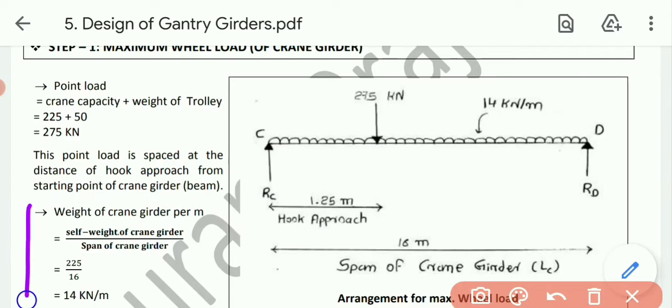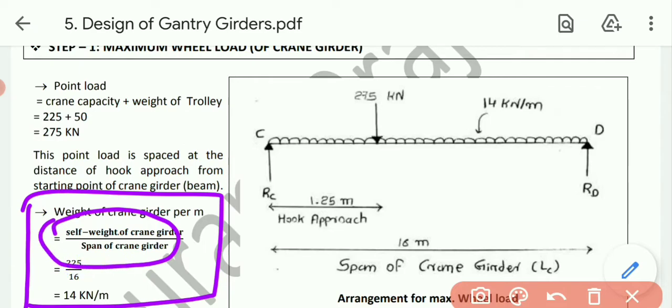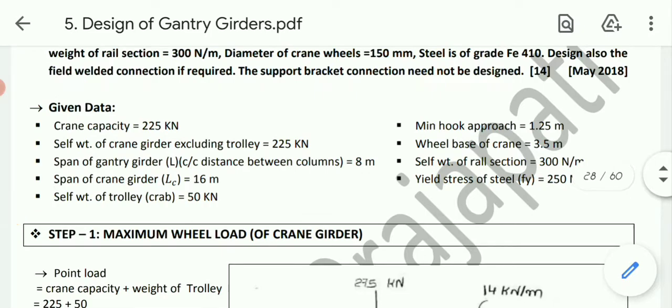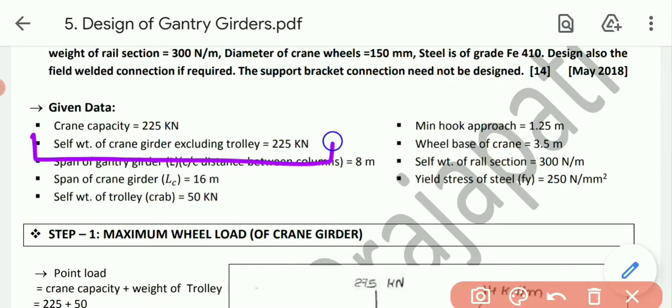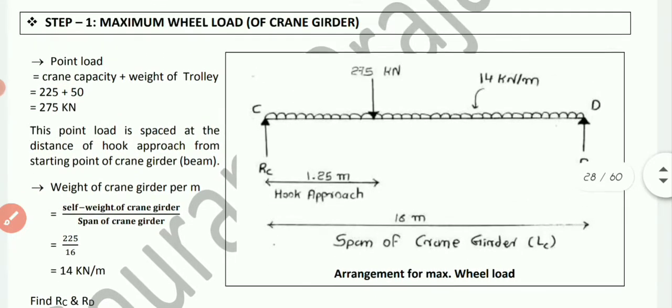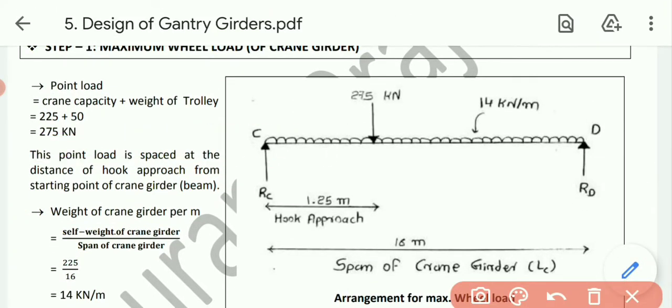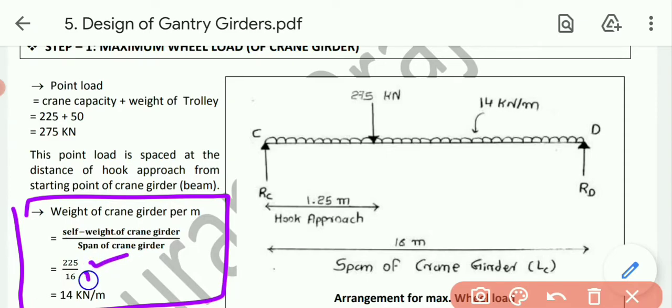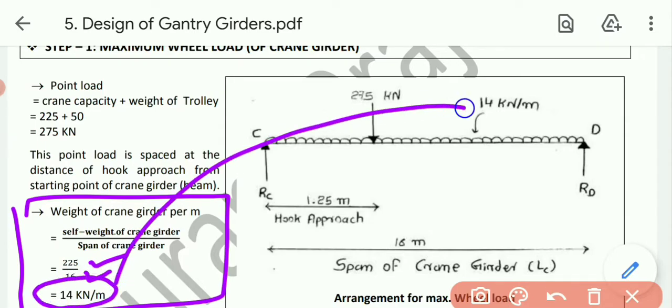Now, weight of the crane girder. For that, they have already given us the weight of the crane girder in the data, and we can divide it by the span. Let's check, the weight of the crane girder is 225. So by dividing by the span of the crane girder, we will get the load per meter. So 225 divided by span, that is 16. By doing so, we will get the value, that is 14 kilonewton per meter. That's our UDL.